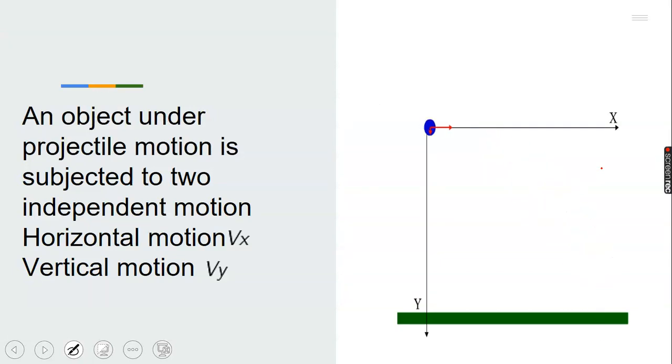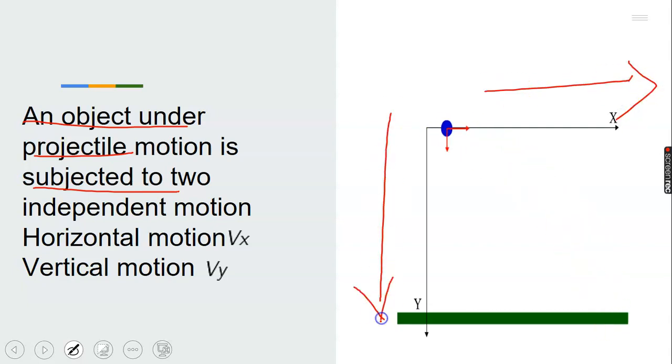Now, an object under parabolic motion is subjected to two independent motions. Now, this is a particular ball under projectile motion. It has two velocities which are independent. One is called the horizontal velocity, the one in horizontal motion, while the other, vertically downward, we call Vx and Vy.